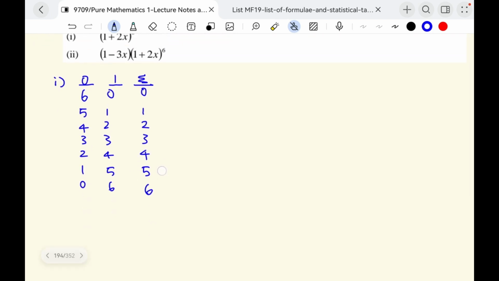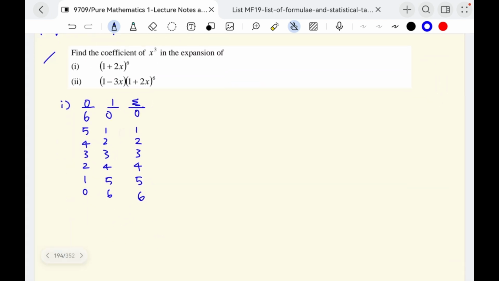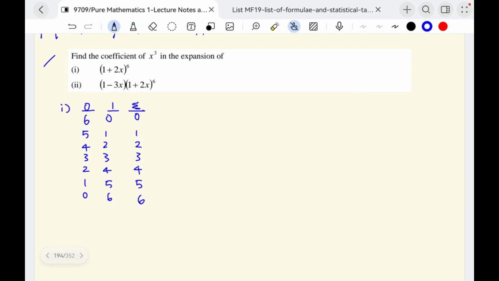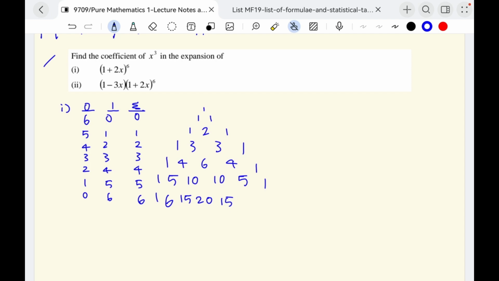If you have any extra time, you may list out the Pascal triangle. As we mentioned before, the nCr term is closely related to the coefficients, and the coefficients are closely related to the Pascal triangle. 1, 4, 6, 4, 1, 1, 5, 10, 10, 5, 1, 1, 6, 15, 20, 15, 6 and 1. So we choose here.